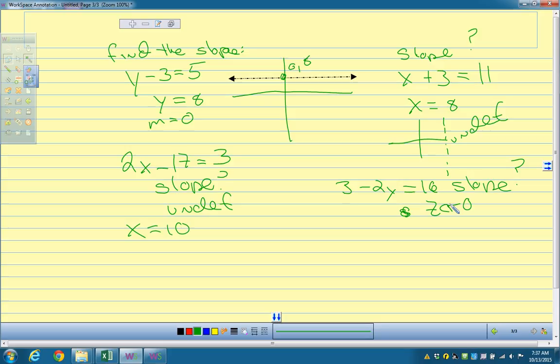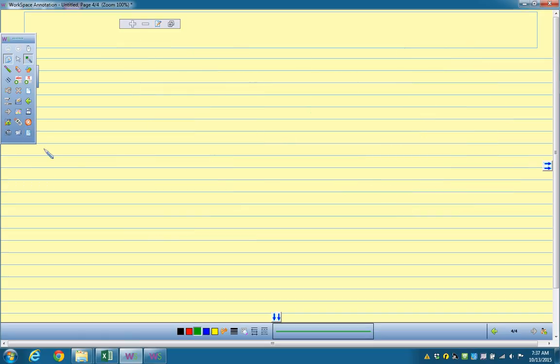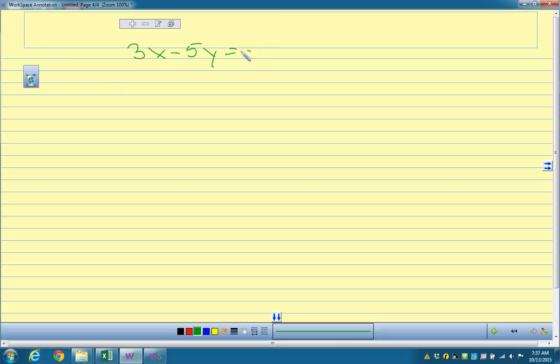So let's move on to bigger and better things. Say I were to have a graph that looks like this, using intercepts to find equations of graph lines. Say I have an equation 3x minus 5y equals negative 15. And they say sketch the graph.